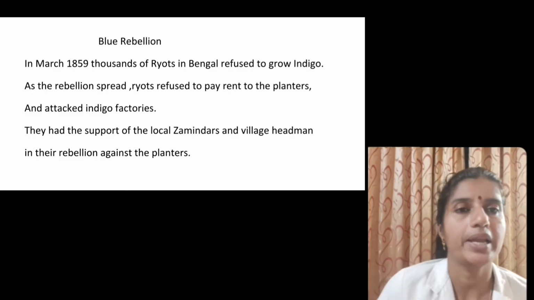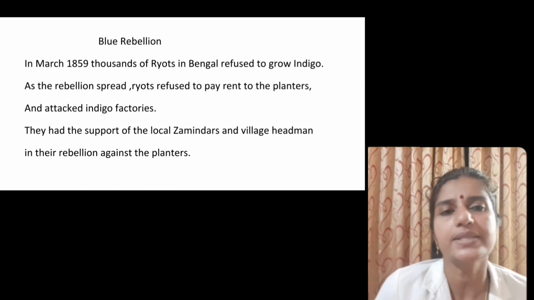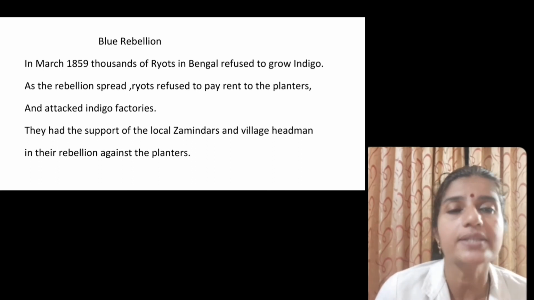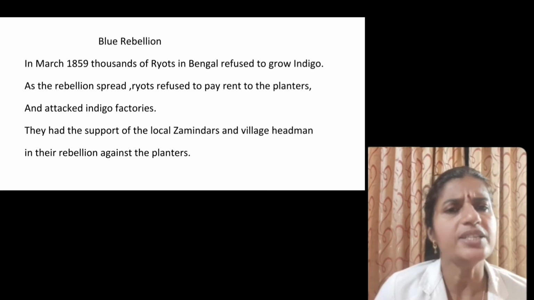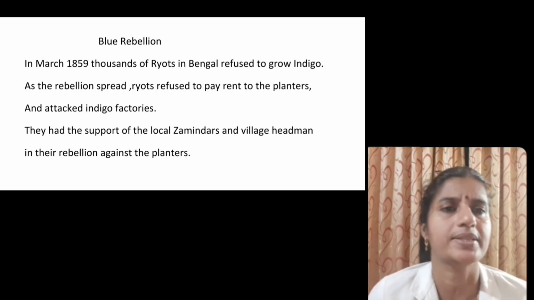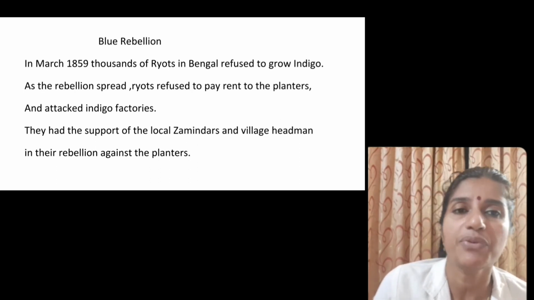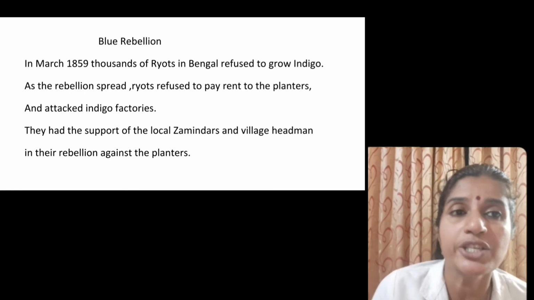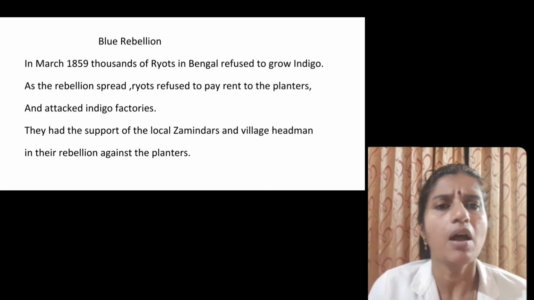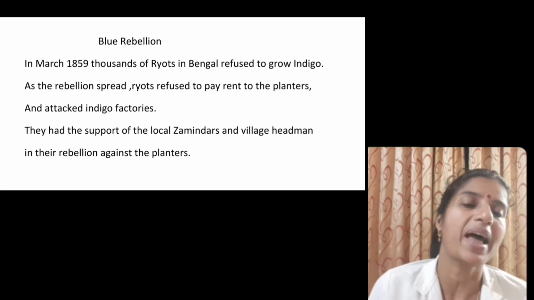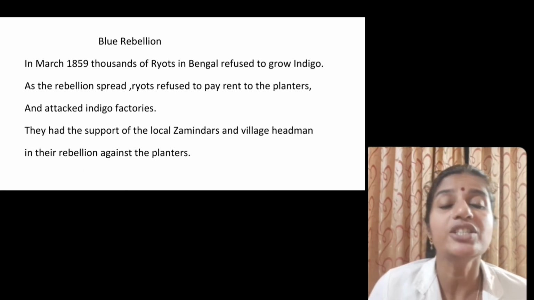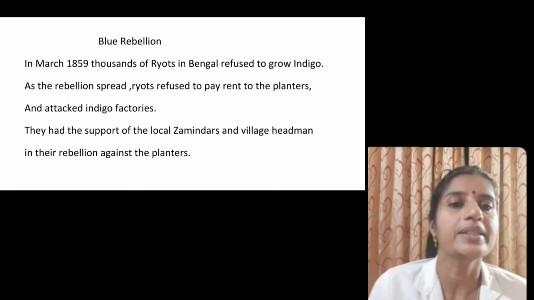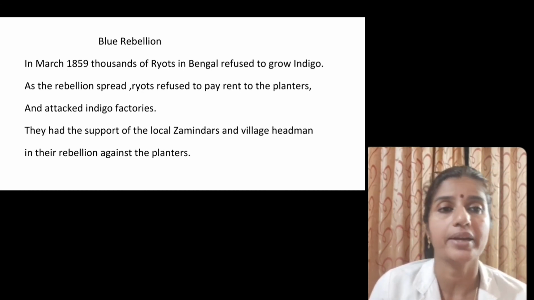Next, about the Blue Rebellion. As a result of this oppressive indigo system, a rebellion broke out. It was known as the Blue Rebellion. This indigo system was intensely oppressive. So, in March 1859, thousands of ryots in Bengal refused to grow indigo. As the rebellion spread, ryots refused to pay rent to the planters and they attacked indigo factories. And they had the support of the local zamindars and the village headmen.